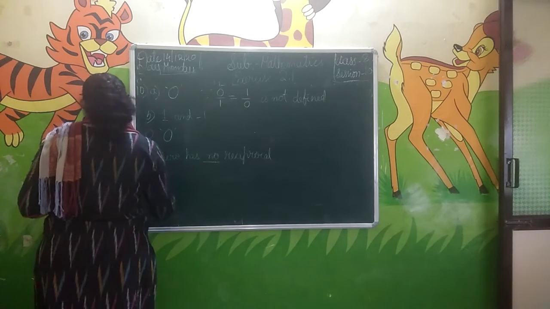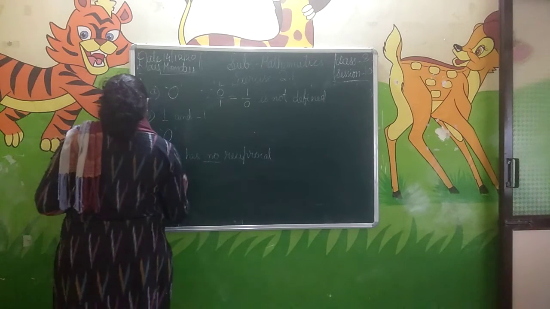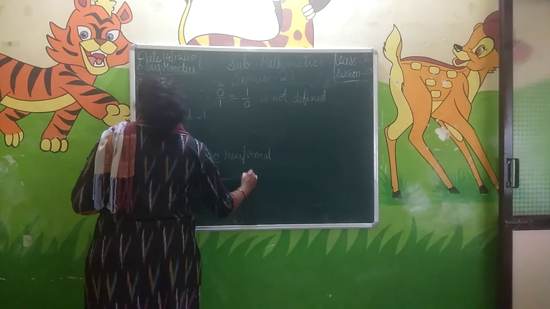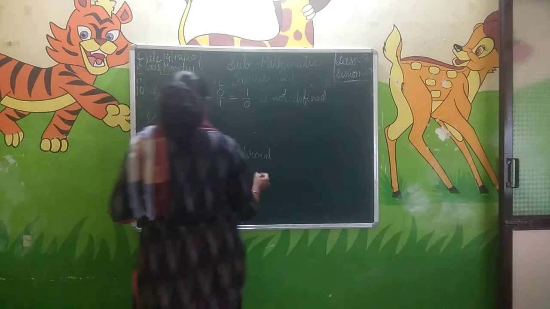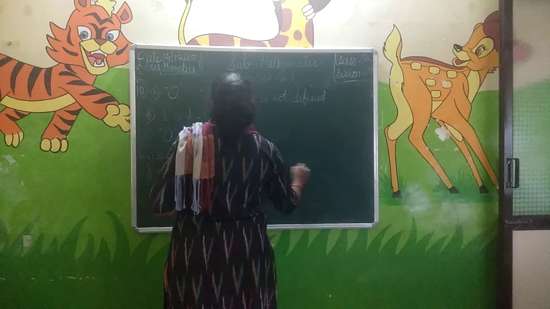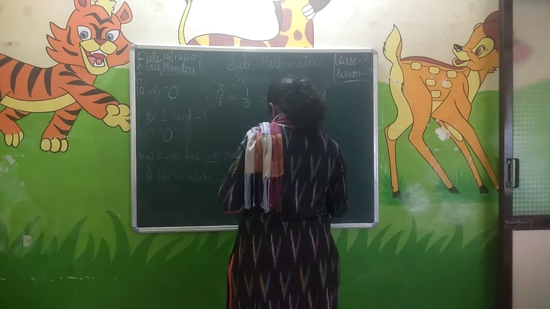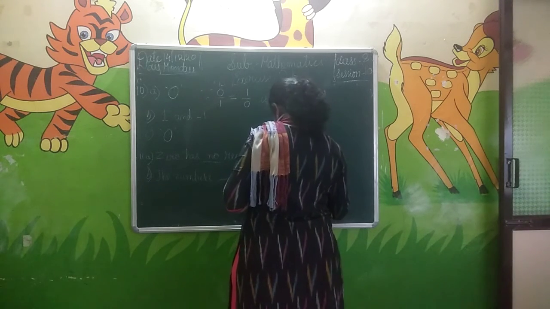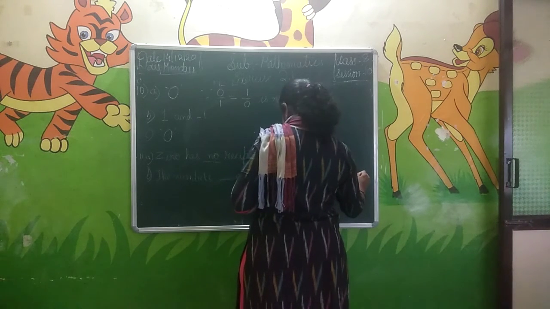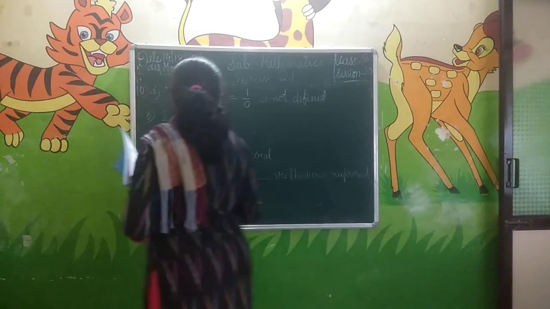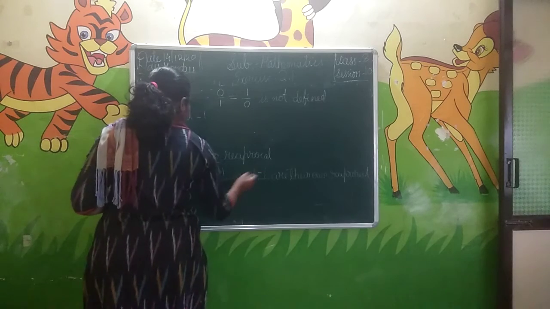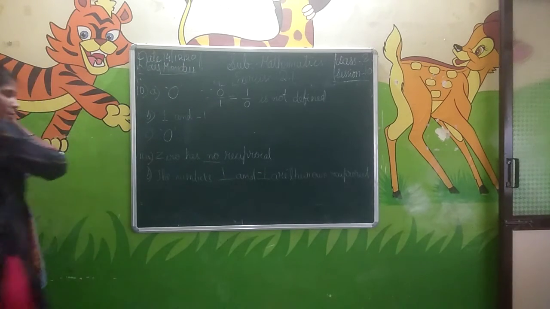The numbers dash and dash are their own reciprocals. Which numbers are their own reciprocal? That is 1 and minus 1. It is only themselves that are their own reciprocal. We can't get any other number as a reciprocal for that.